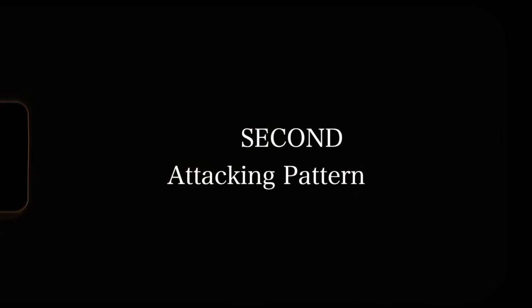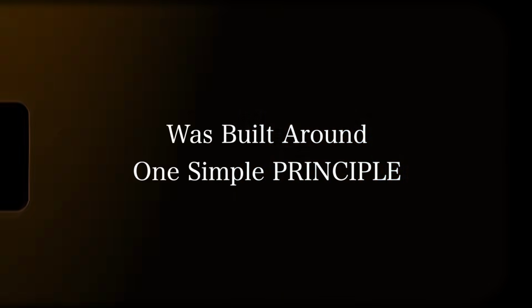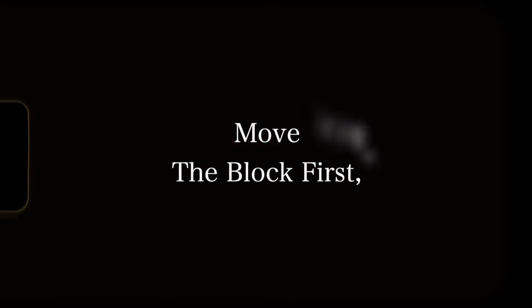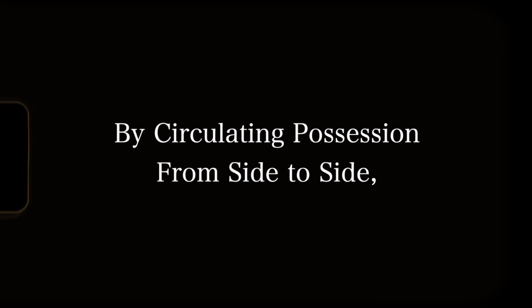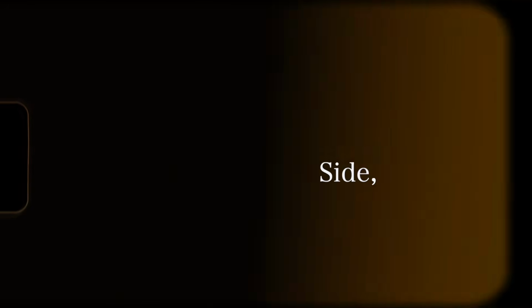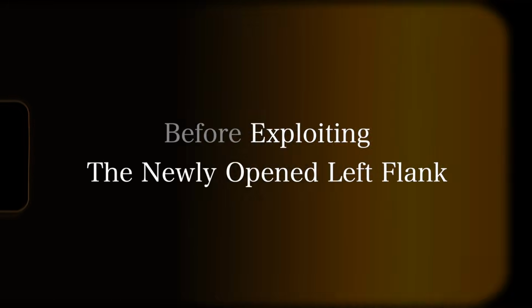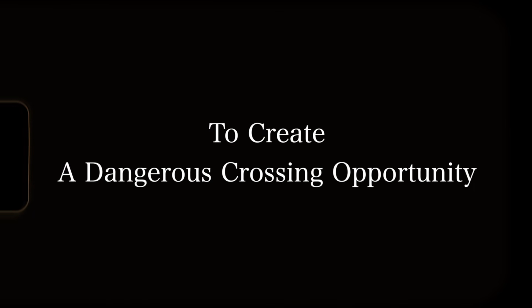The second attacking pattern was built around one simple principle: move the block first, then attack the space it leaves behind. By circulating possession from side to side, the attacking team forced the opposition to shift across the pitch before exploiting the newly opened left flank to create a dangerous crossing opportunity.